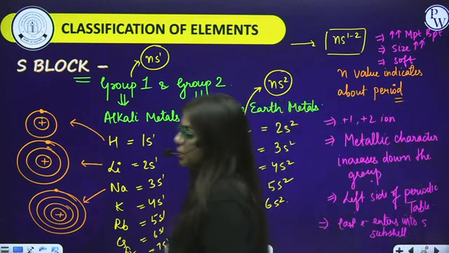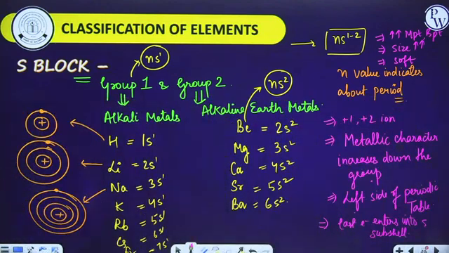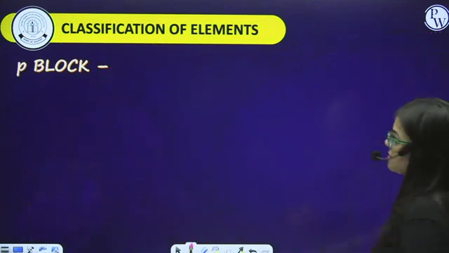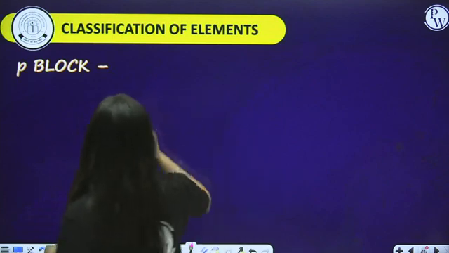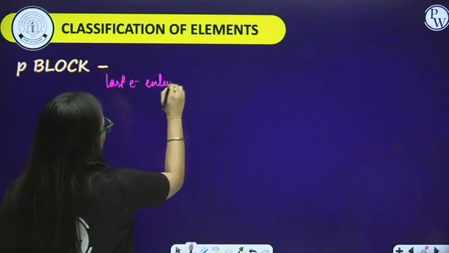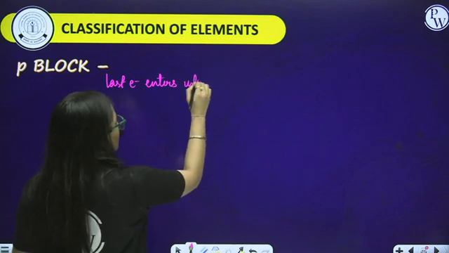Everybody write down this about S block elements so that now I can start with the next block, that is the P block elements. Let us see the next one now. I guess everybody has written this. Now starts the P block elements. The last electron enters into the P subshell.